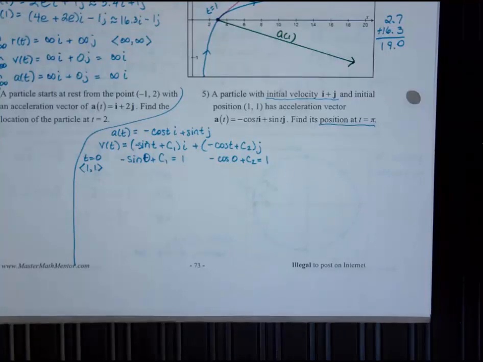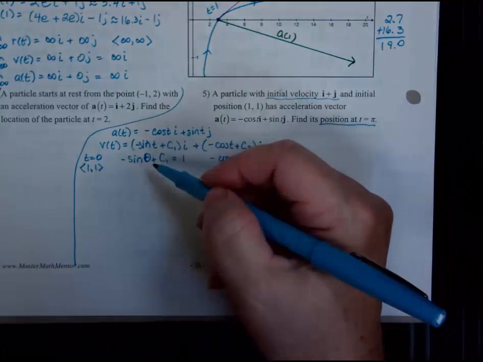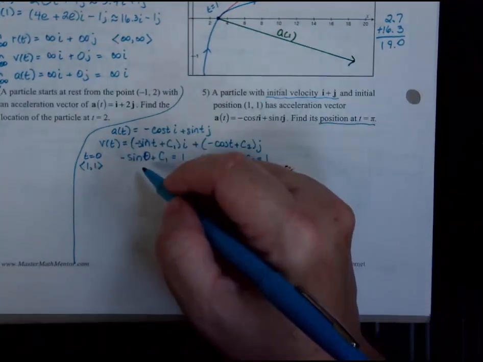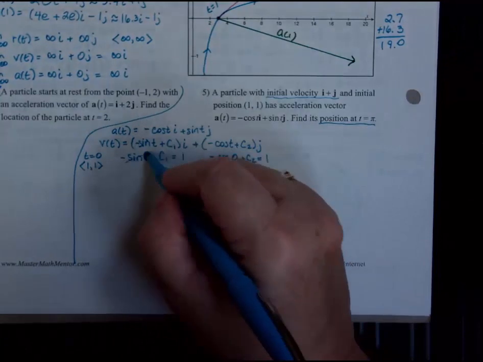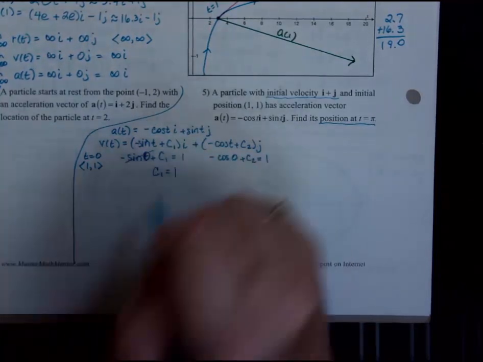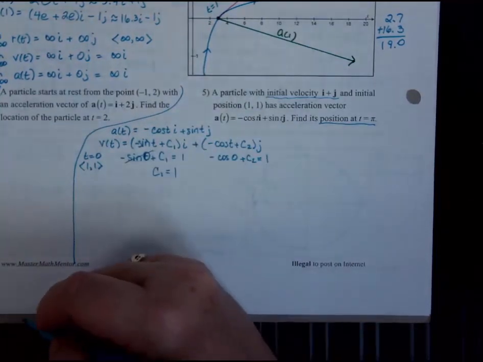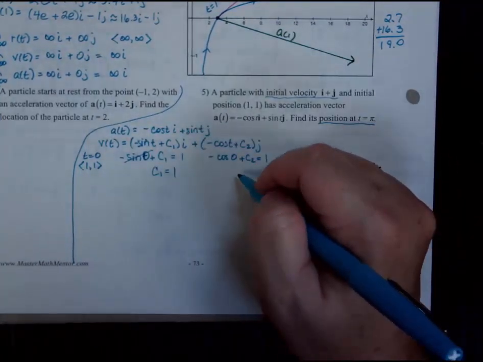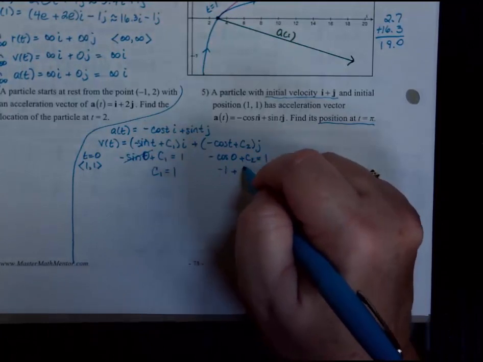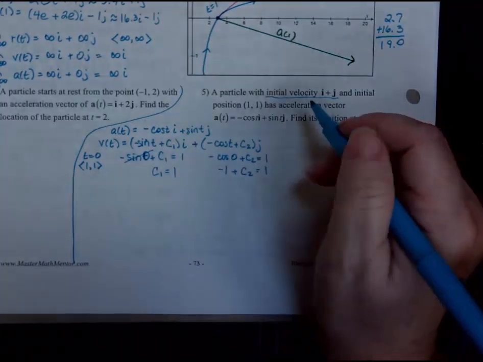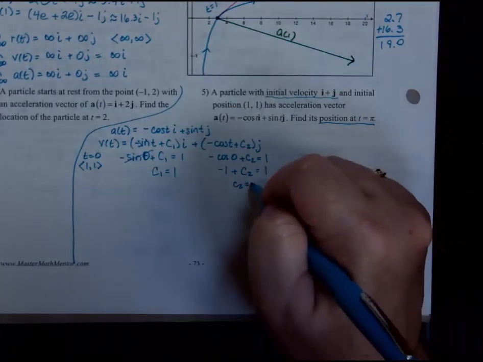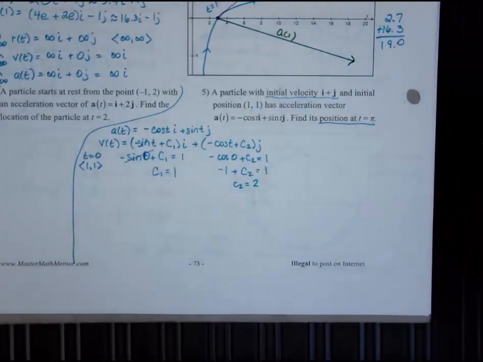Now that looks like sine of theta, but it's really sine of 0. What is the sine of 0? 0. So C1 equals 1, right? And what is the negative cosine of 0? Negative 1 plus C2 equals 1. So what does C2 equal? 2. Okay, so now I've got my constants taken care of.